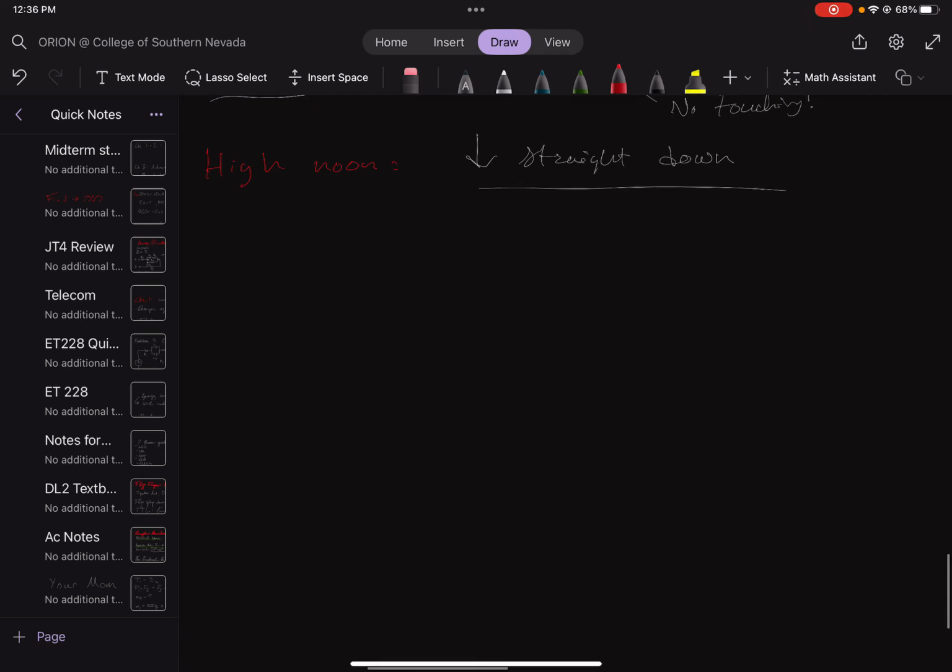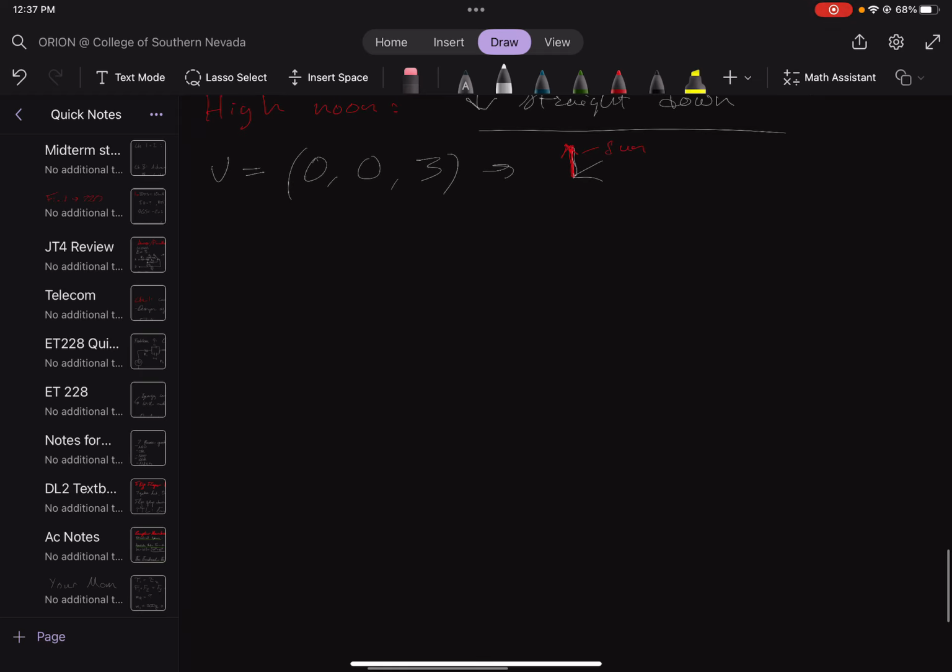So our vector in this example is going to be 0, 0, 3. That way it's going straight down. So it's only in the z-axis that it's 3. So basically, if I showed it to you, it would be like this. You'd have your things, and the sun would literally just be right here. So yeah, that's what we're going to do with that part. And then the next part that we're going to do is put the solar panel on its side.